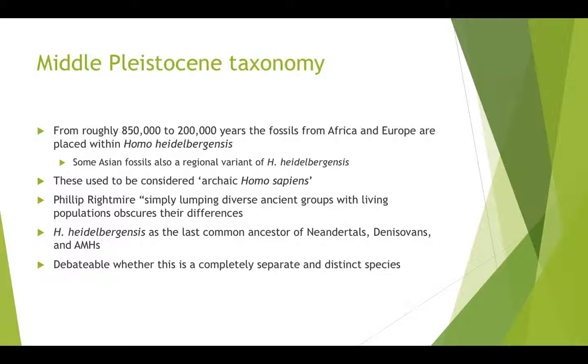Homo heidelbergensis is the last common ancestor of Neanderthals, Denisovans, and anatomically modern humans, which we here call AMHs. And this is important because next week we are going to talk about the advent of fully modern, anatomically modern humans, fully modern populations, and their subsequent spread out of Africa.